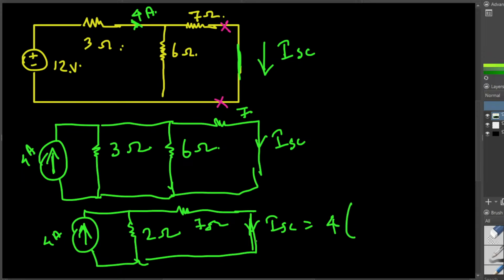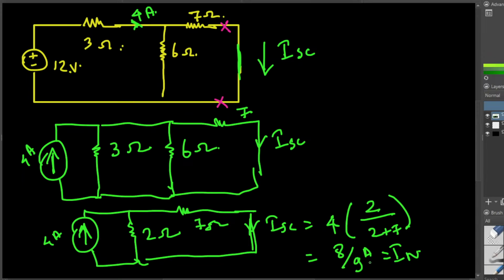multiplied by the other resistance. If I am finding the current passing through the 7 ohm resistance, I have to put this 2 ohm resistance on top. So 2 on top, and then the addition of these two resistances, 2 plus 7, that is 9. So 4 times 2 divided by 9 is 8 divided by 9. That's the short circuit current, and that's going to be equal to the Norton current, I Norton. So we now have the I Norton current.